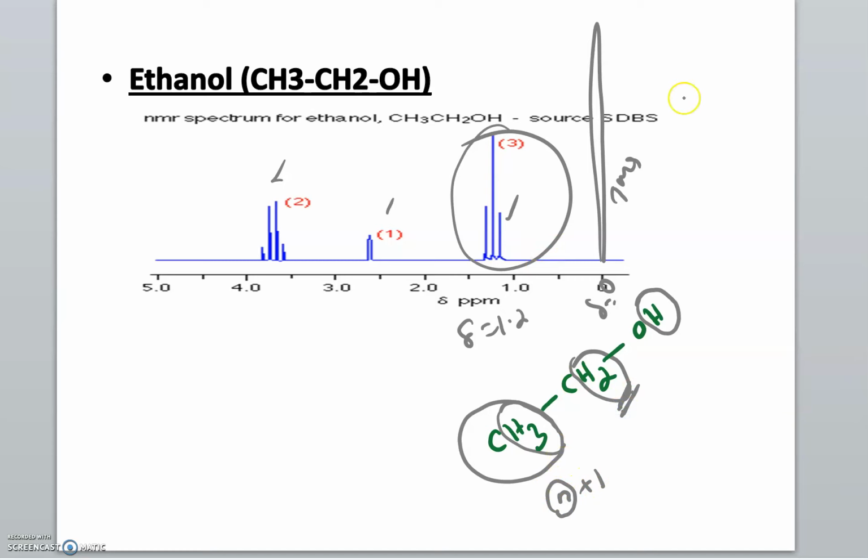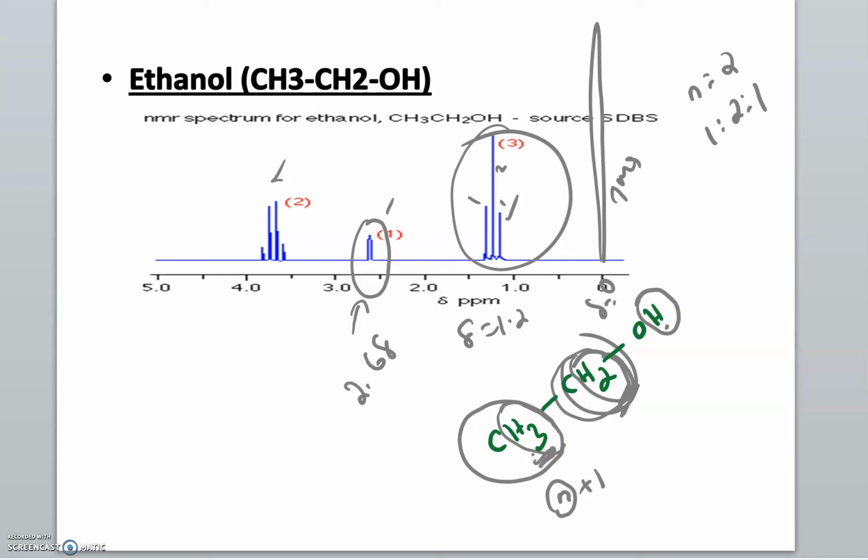In the ratio according to Pascal's triangle, when n is 2, it is 1 is to 2 is to 1, which we have already discussed. And this is the line for the CH2 group, at about 2.6 delta. Actually, this line splits into a quartet by the CH3 group. But these 2 hydrogens are spin splitting with both this hydrogen and the CH3 group.